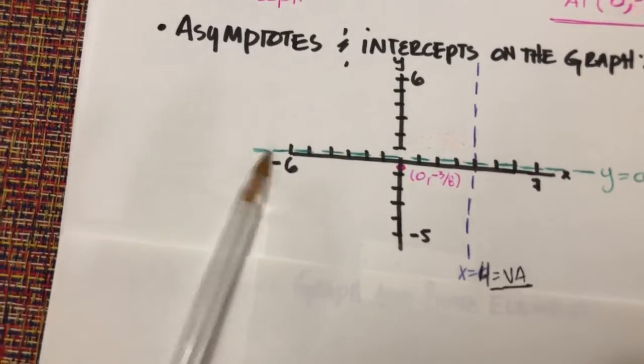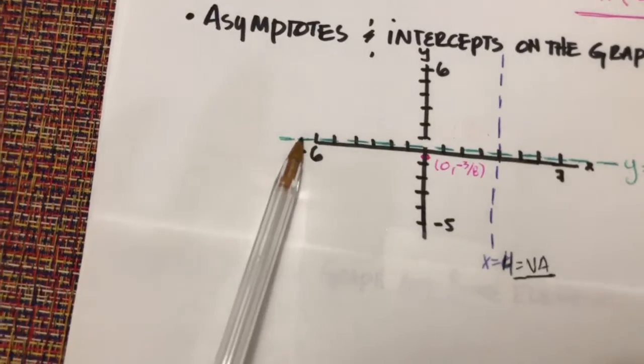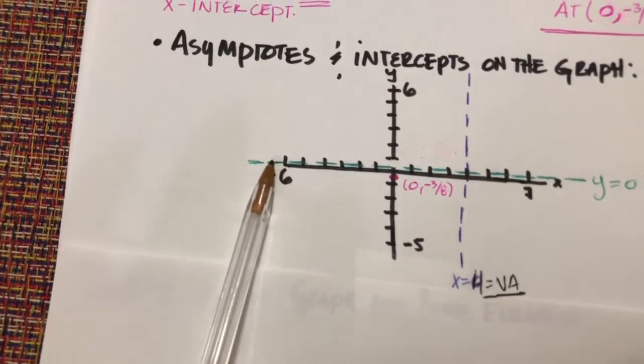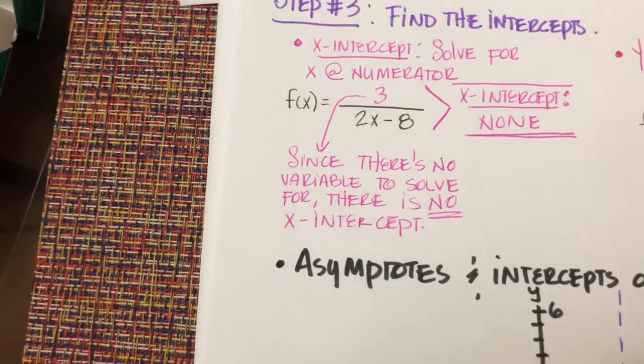There's no x-intercept because the graph has the horizontal asymptote exactly at the x-axis. So the graph will never touch, cross, or intersect the x-axis. That's why I have no x-intercept. Pay attention to those details.